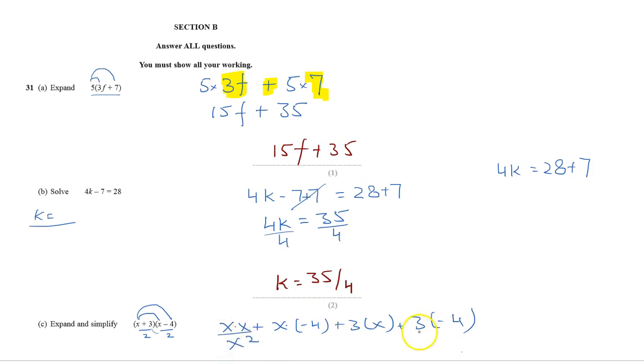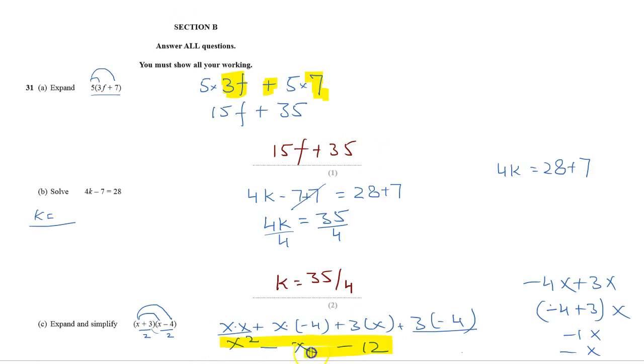This is x square and this is minus 12. This is minus 4x and this is plus 3x. It is the same as saying minus 4 plus 3 x. Minus 4 plus 3 is minus 1x. So this is minus x. So this is how we expand and simplify. So that is the answer.